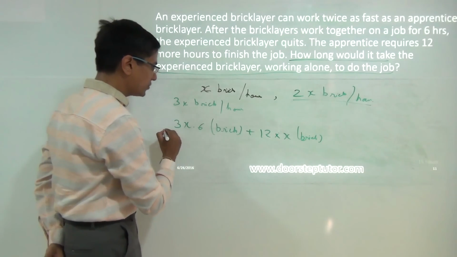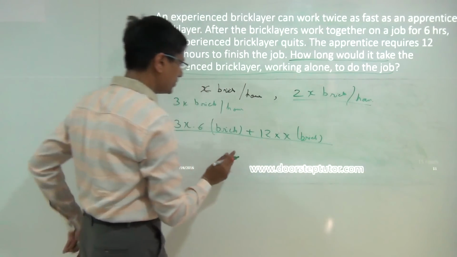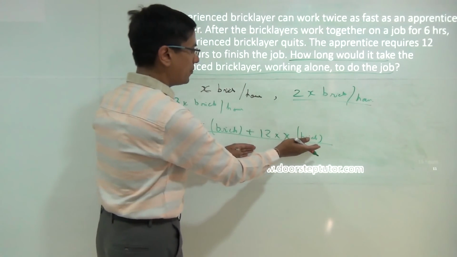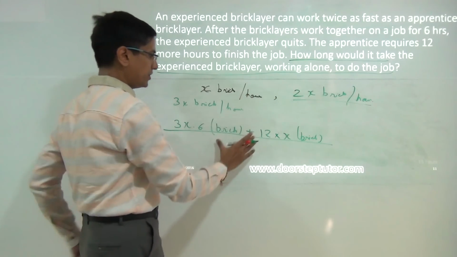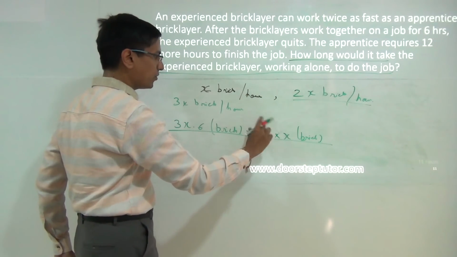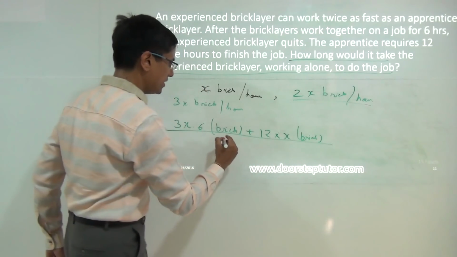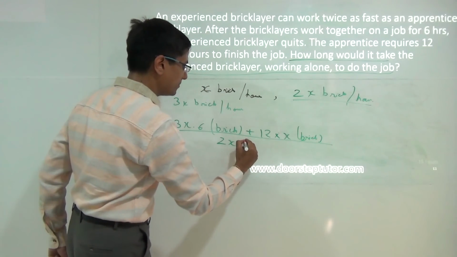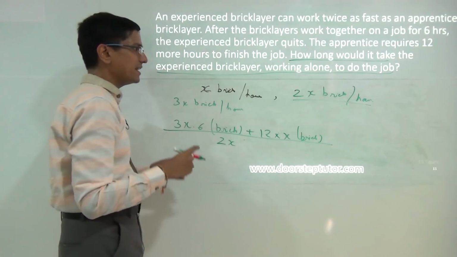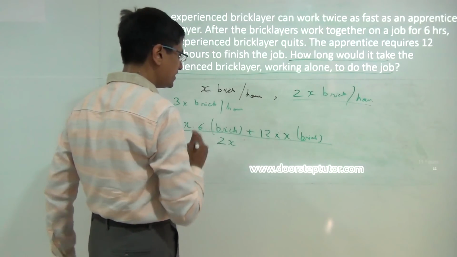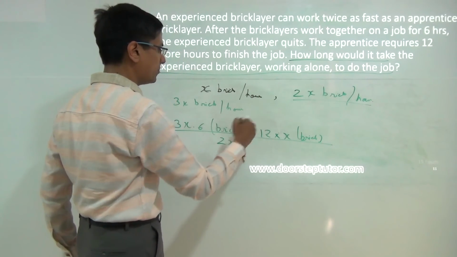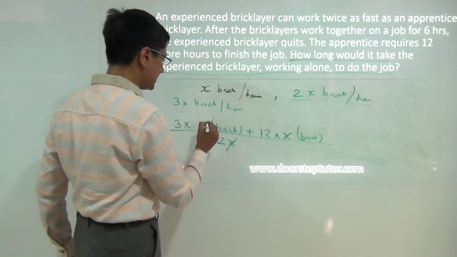So how long is the time? Time is total work divided by rate. This is the total work, the total number of bricks that had to be laid, and the experienced person can lay 2x bricks per hour. So if I divide by 2x, this rate, then I know how many hours it would take the experienced person to complete the job. So the answer would be, x and x cancel out.